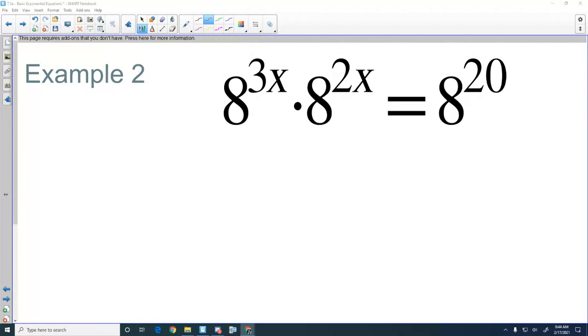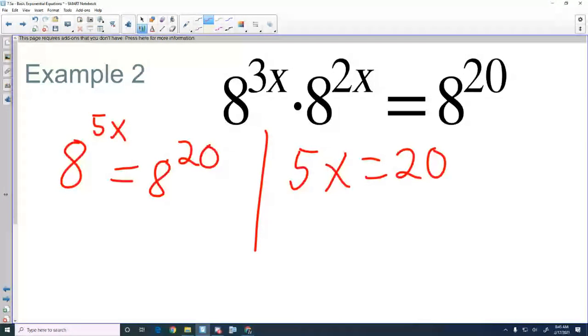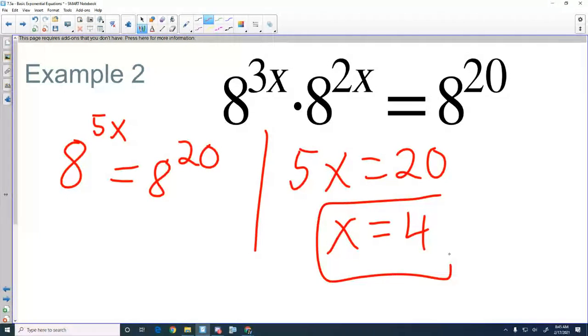All right, so they've got the same base on the left, so I'm going to write it as a single base, but I'm going to add the exponents. So 3x plus 2x equals 5x. So now that they have the same base on the left, single base on the right, they're both the same. I can ignore those bases and essentially just set those two exponents equal to each other. So 5x equals 20, right? Then we divide by 5, and we see that x equals 4. Anybody else get 4? Fabulous. Any questions on these steps yet?